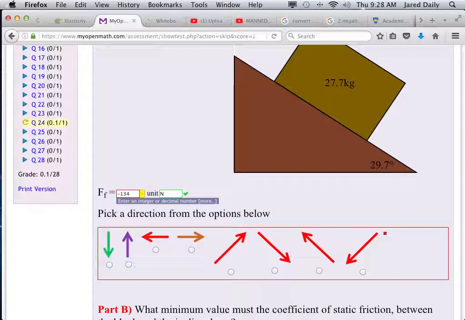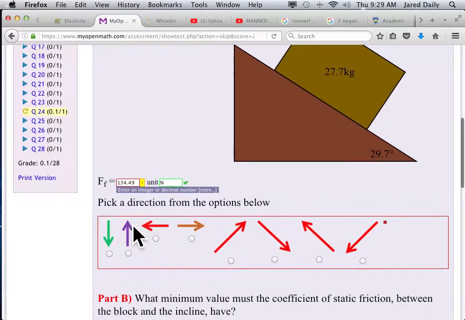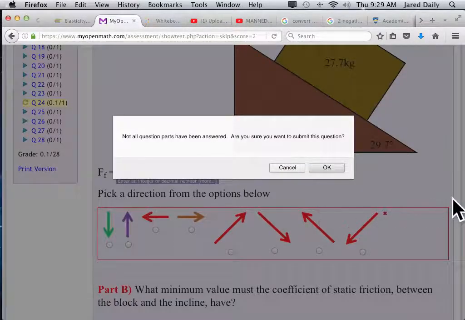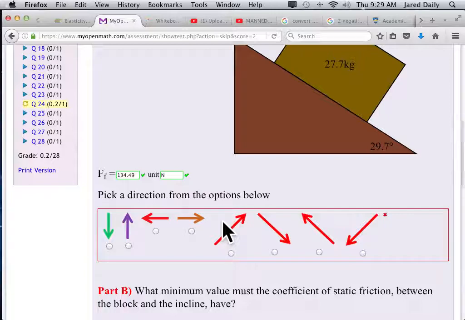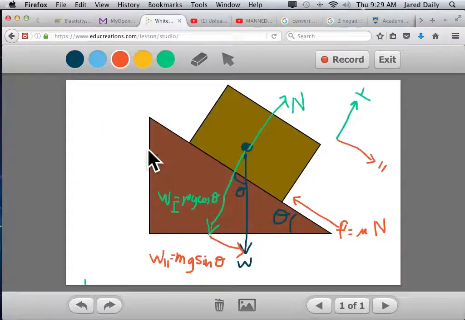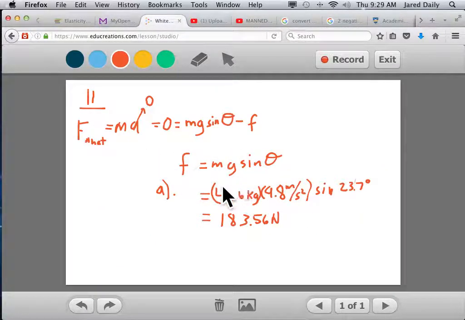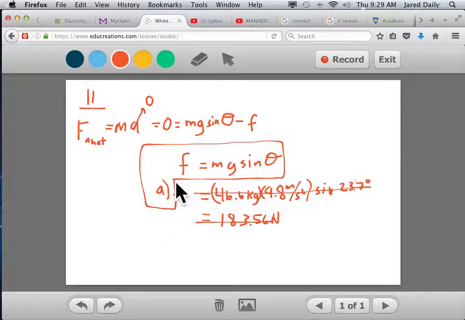They're not asking for the direction in this part because they asked the direction here. So it's 134.49 with these particular numbers since we changed it. So now let's see if we're right. And it looks like we're right. How about that? So the math is correct, even if I put in the wrong numbers. So this formula is correct right here. I just put in the numbers from the previous problem, and then it gave me a new problem. So this is not correct, but this is correct for part A. Okay?